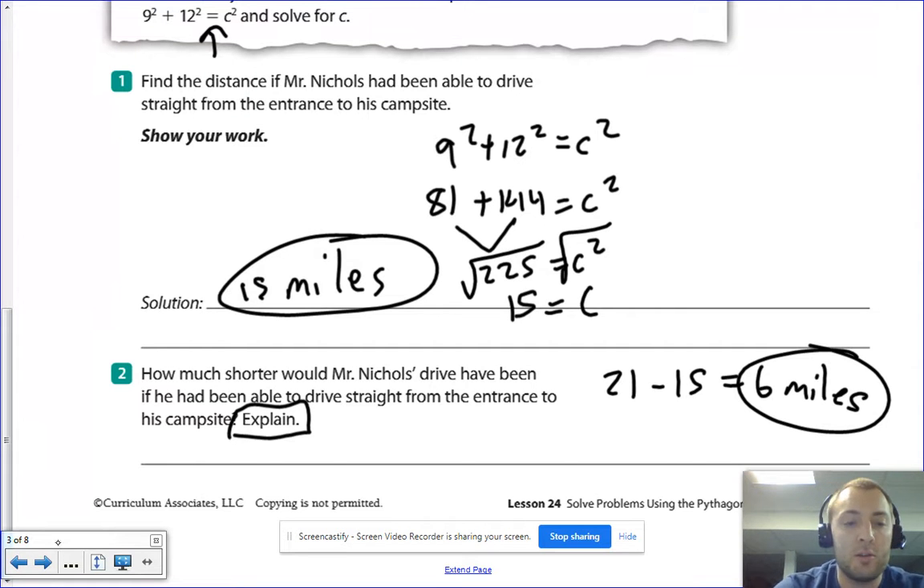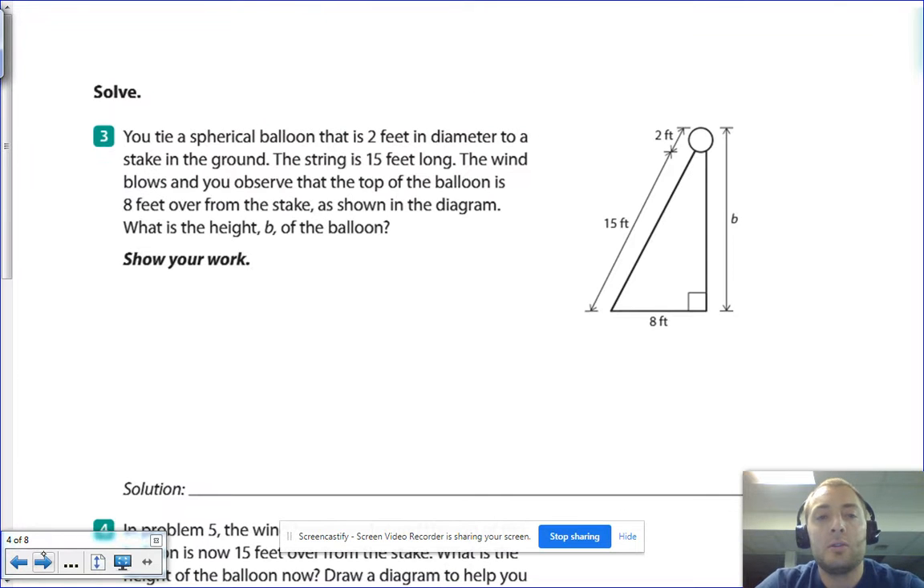All right, let's go to the next page, number 3. You tie a spherical balloon. So that's a 3D circle, essentially. That's at the top here. Spherical balloon, we're assuming that's our balloon. That is 2 feet in diameter. Okay, so we're assuming we can picture that the 2 feet is right here, to a stake in the ground, and the string is 15 feet.